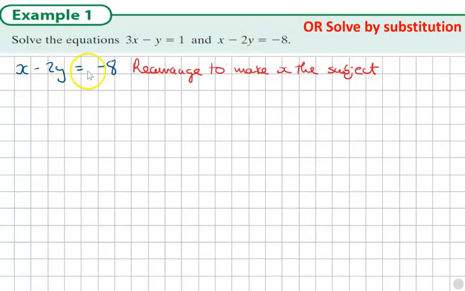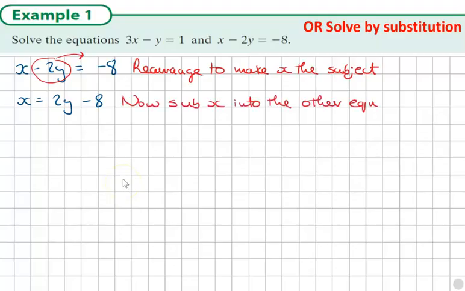So I have x minus 2y is equal to minus 8, so I'm going to rearrange to make x the subject. The minus 2y comes over and becomes positive 2y. So I have x is equal to 2y minus 8. Then I write out my other equation, and I'm going to sub x into it. That's 3x minus y is equal to 1. I replace that x with a big set of brackets, and I put 2y minus 8 into the brackets.